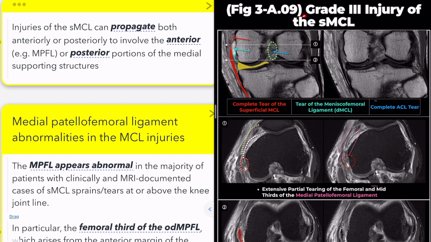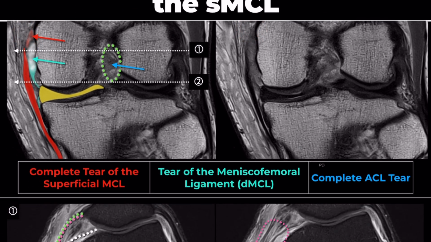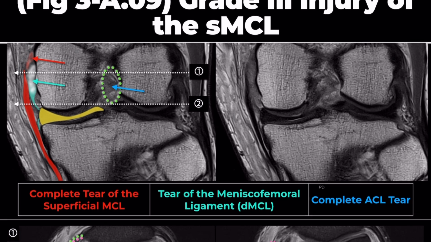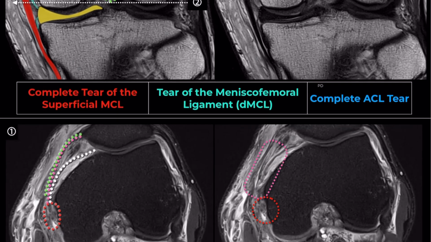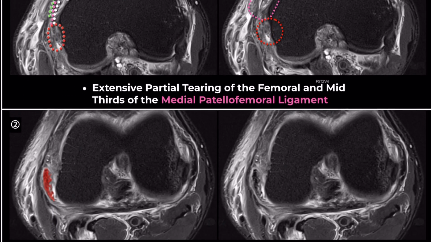Today, we will discuss MRI findings in Grade 3 medial collateral ligament and clinical relevance of medial patellofemoral ligament injuries. The superficial medial collateral ligament attaches proximally near the medial epicondyle. We can observe a complete discontinuity of the proximal superficial MCL and adjacent soft tissue edema, indicating a full-thickness tear of the superficial MCL. At the tear site, we do not see the normally visible MCL.